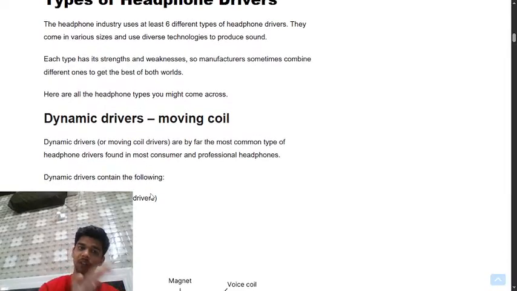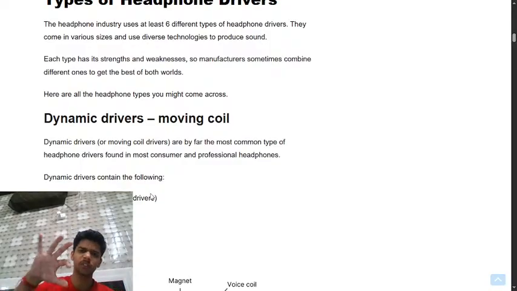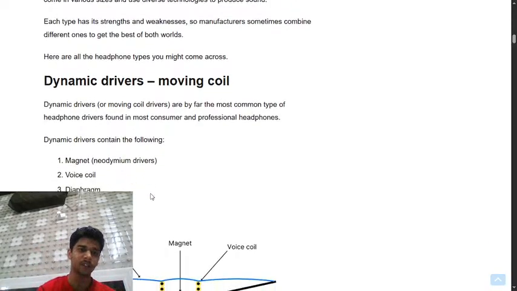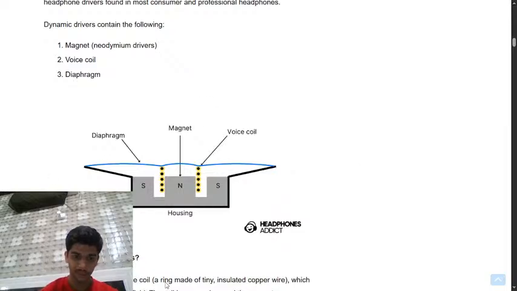Dynamic drivers, moving coil. Dynamic drivers are by far the most common type of headphone drivers in consumer and professional headphones. Dynamic drivers contain the following: magnet, voice coil, diaphragm.